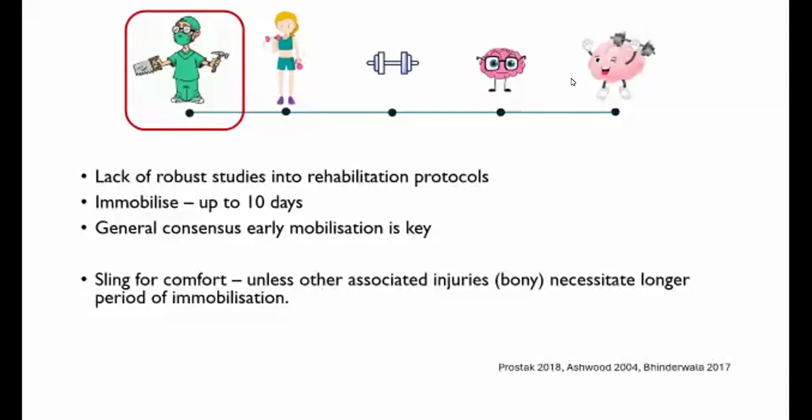There is a lack of robust studies into specific rehabilitation protocols following this injury, but those that have been published and looked at in reviews tend to show that in general people are immobilised for anything up to 10 days following this injury, but there's a general consensus that early mobilisation is key. A sling is essentially used for comfort unless other associated injuries necessitate a longer period of immobilisation. And that's when communication with our surgical colleagues is important, to understand the surgery that's been done and any concerns they may have over tissue quality.